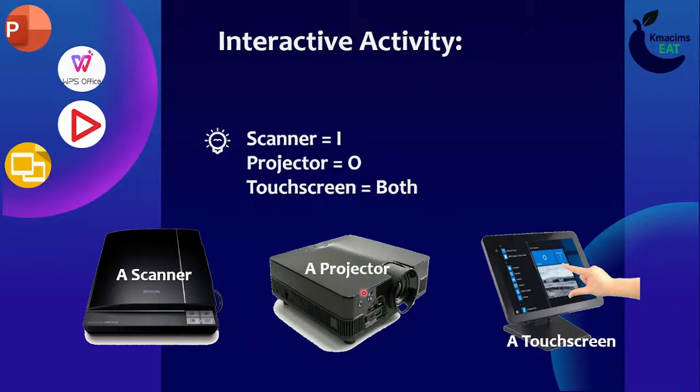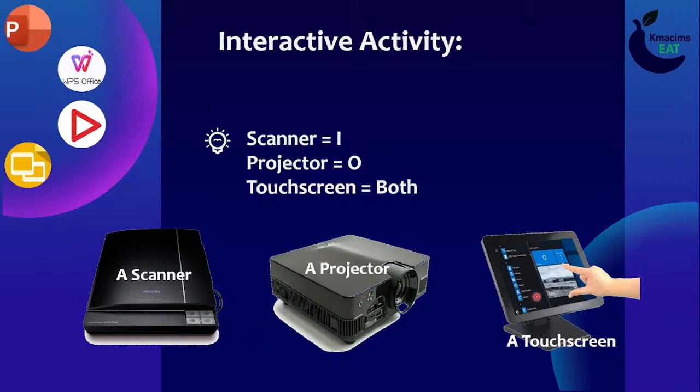Then we have the projector, which is an output device. Some of us that watch match also know that when you go to a match center, they usually use a projector to make the screen very big. So projector gives you an output. So it's an output device.